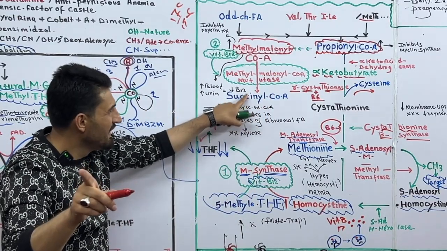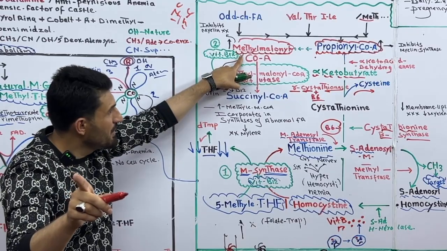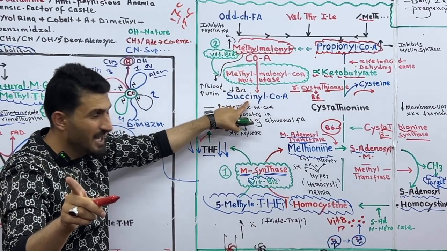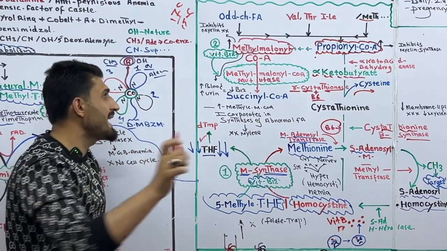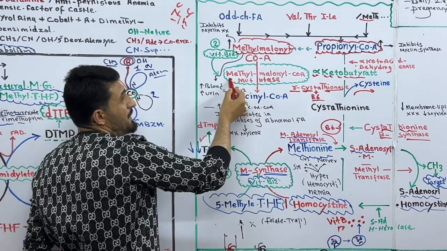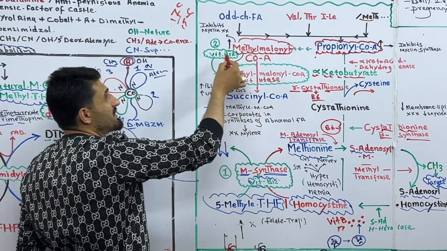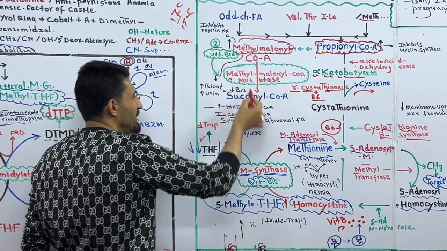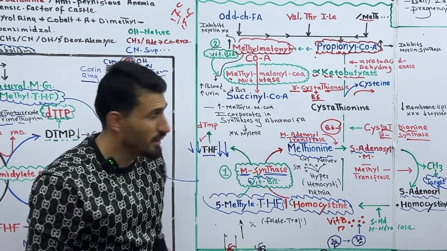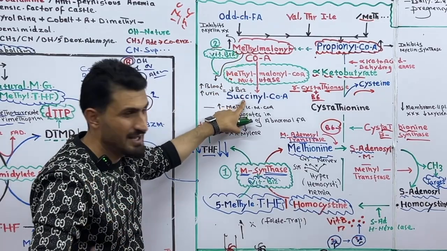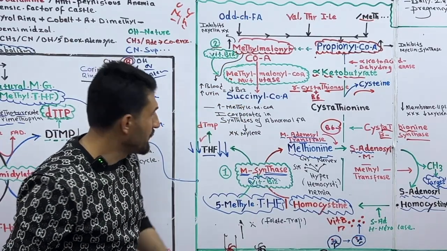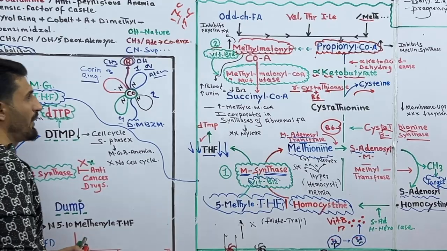This is the point. The enzyme which converts methyl malonyl CoA to succinyl CoA is called methyl malonyl CoA mutase. Now, this enzyme needs a cofactor, which is vitamin B12, to work properly. So if we don't have vitamin B12, we cannot convert methyl malonyl CoA to succinyl CoA. So what is the problem? The problem is this, that point number one.